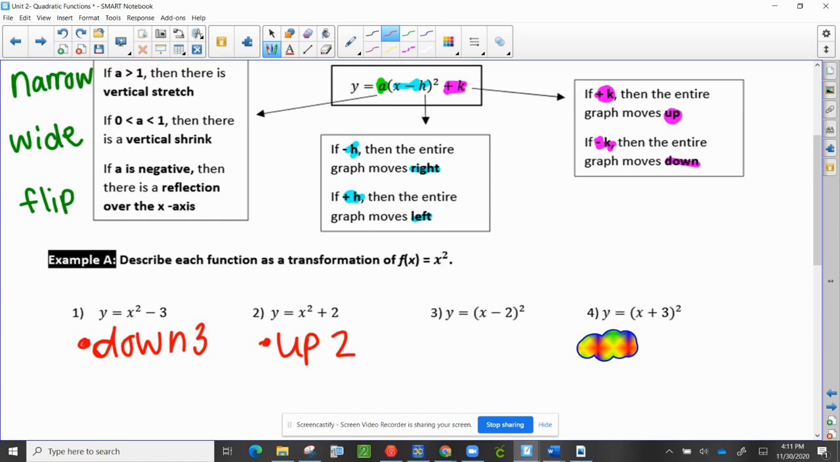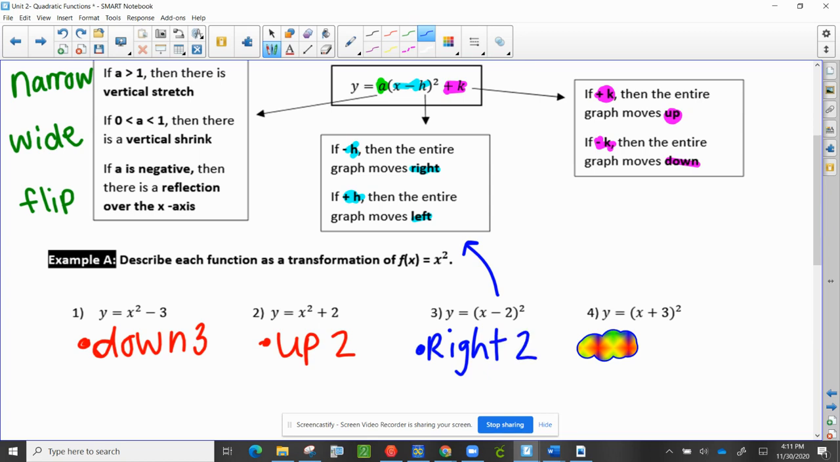But like 3 and 4, those ones are inside the squared term. So it's the x minus 2. That whole thing's getting squared. So that falls into our blue bracket here. There's that in blue. Our blue rules. Okay. So if it's a minus, minus says the graph moves to the right. So x minus 2 squared means this parabola is going to go to the right 2 units.